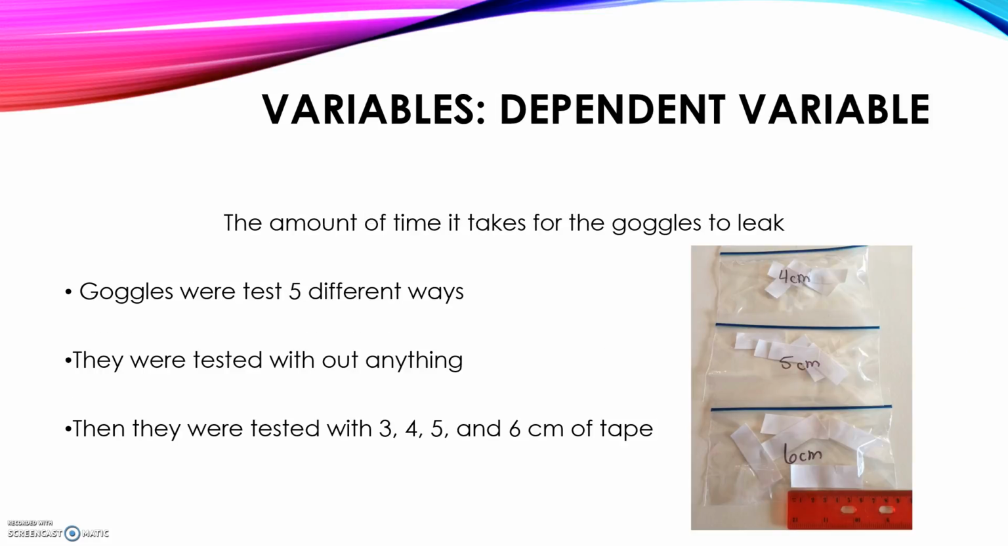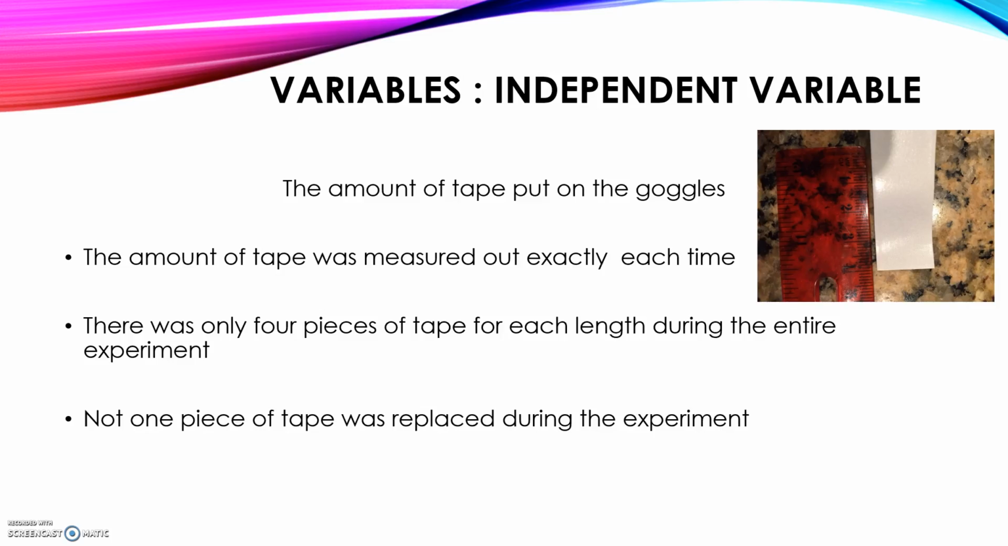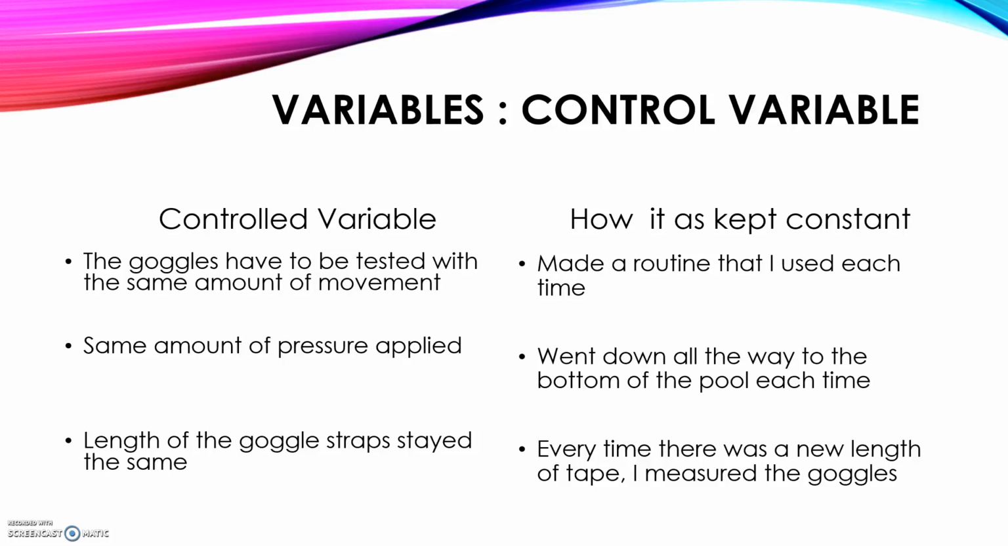Variables. Dependent variable. The amount of time it takes for the goggles to leak. I tested the goggles 5 different ways. Control and 4 different tape lengths. Independent variable. The amount of tape applied to the goggles. Exact measurements were made for 4 pieces of tape at each tape length. Control variable. Goggle shafts were always the same length and were tested with the same amount of movement and pressure. I followed a routine and dived to a certain depth in the pool.